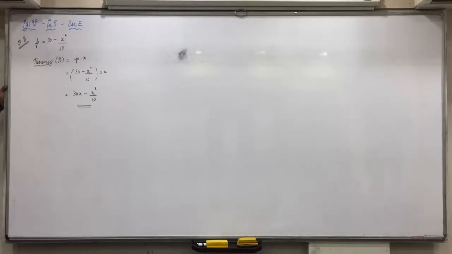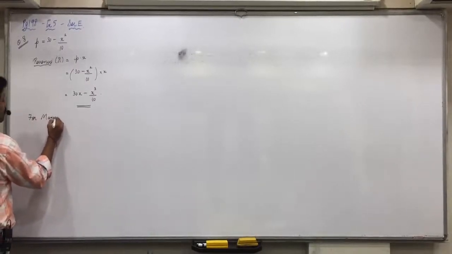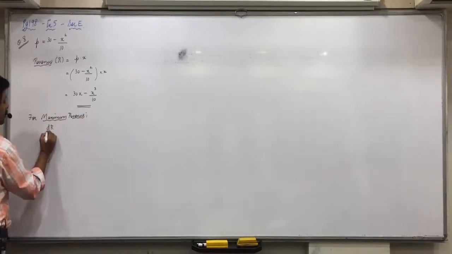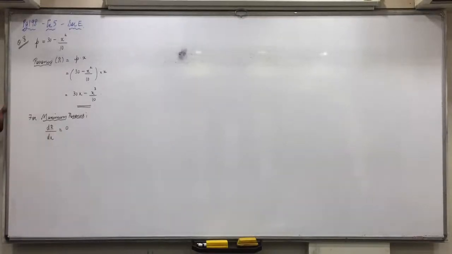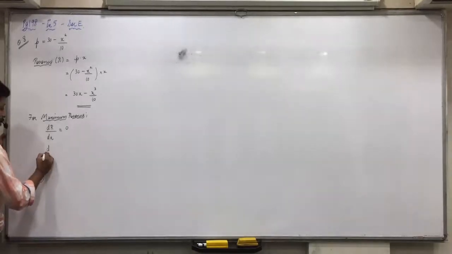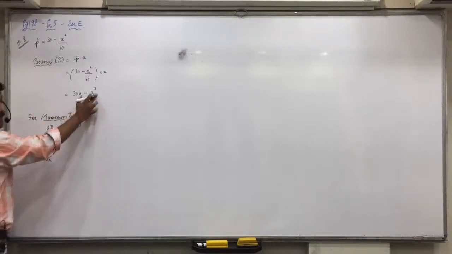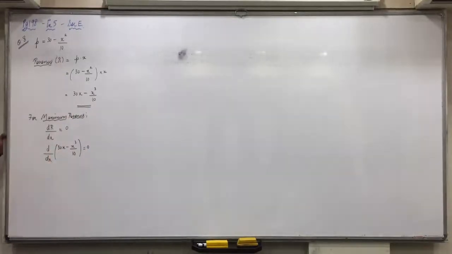Now, the question asks for demand and price for maximum revenue. So those conditions are to be fulfilled. Two conditions are there. For maximum revenue, the first condition is dR by dx must be equal to 0. Same as maximum and minimum values of y and minimization of cost. Same procedure. So d upon dx of 30x minus x cube upon 10 equals 0. Any doubt in this?